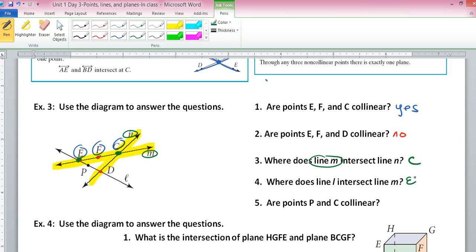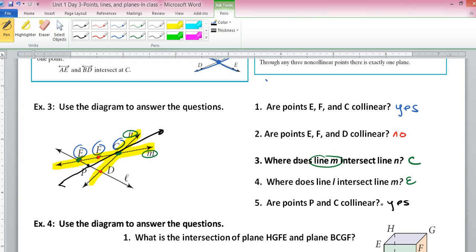Now they ask us, are point C and point P collinear in example 5? Well, looking at that, you don't see a line that goes through them. But before you answer no, you have to ask yourself, could I draw a line through those? And the answer to that is yes. So although you don't see a line drawn through them, 2 things you have to know here.